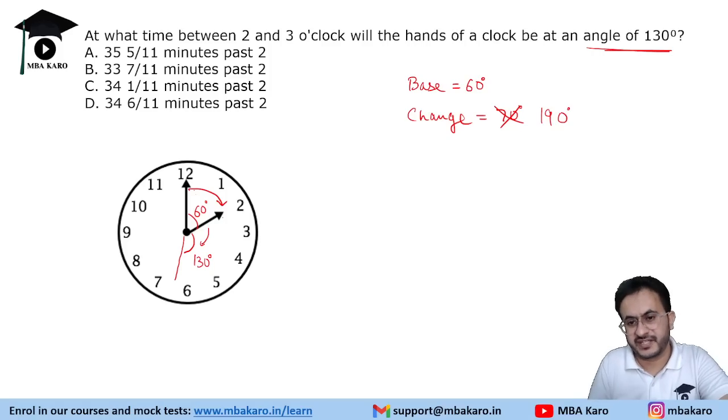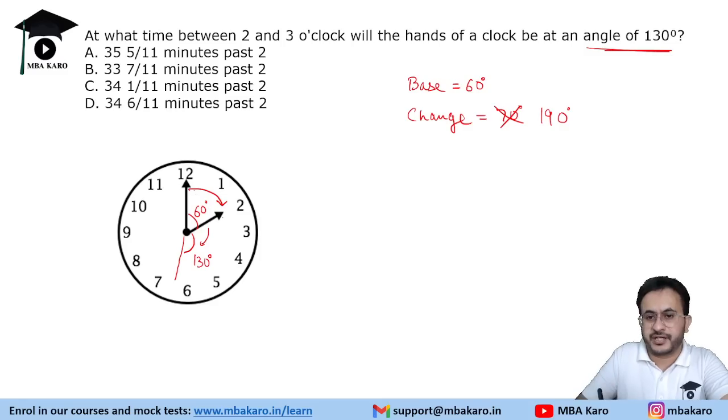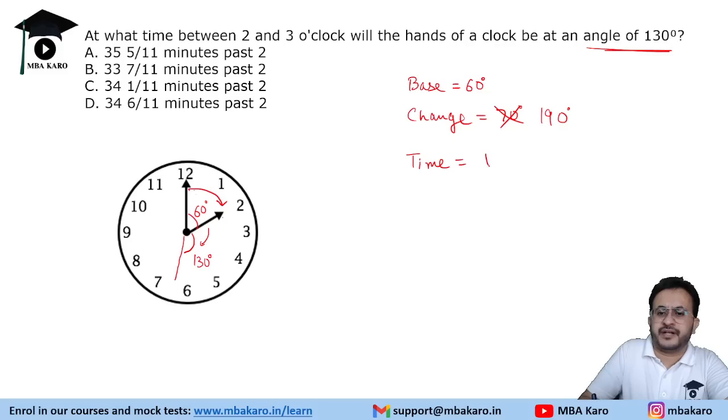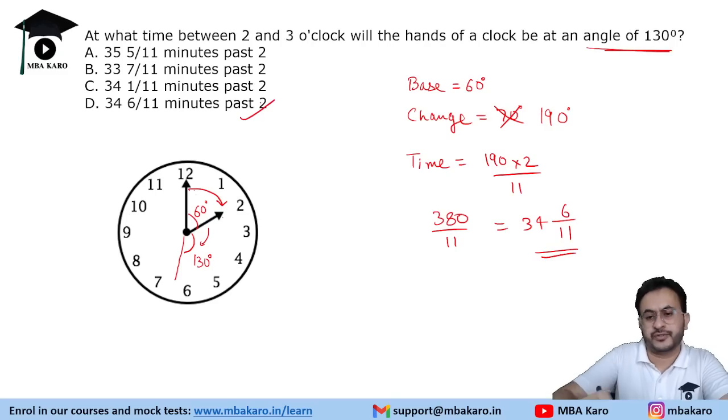This visualization is important in the question. Right, 60 degrees was the base angle. First of all, it will cover that 60 degrees to become 0 and then we'll move outside to make 130 degrees. So total change is 190. Then time is easy to calculate. 190 into 2 by 11. 380 by 11. 11 3 is a 33. 550. That is 4. 44. 6 by 11. So 34 6 by 11 minutes past 2.